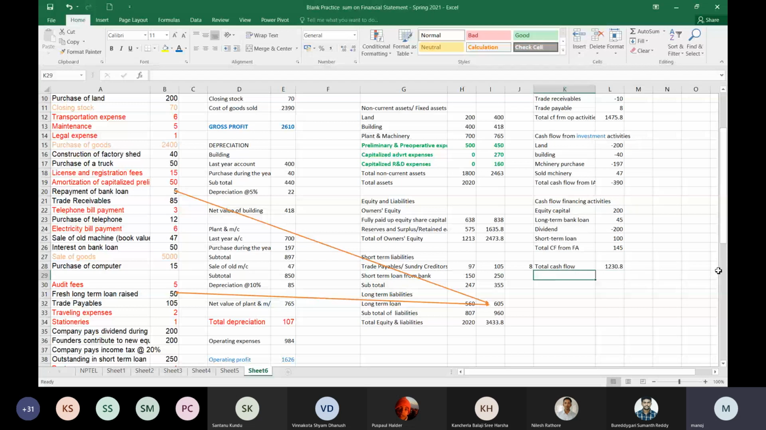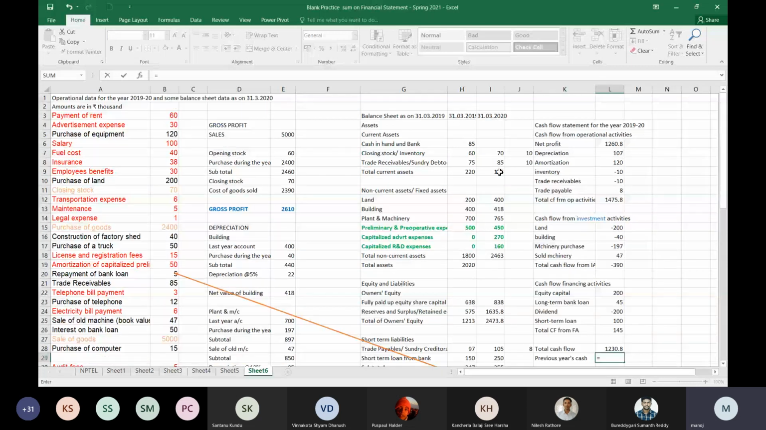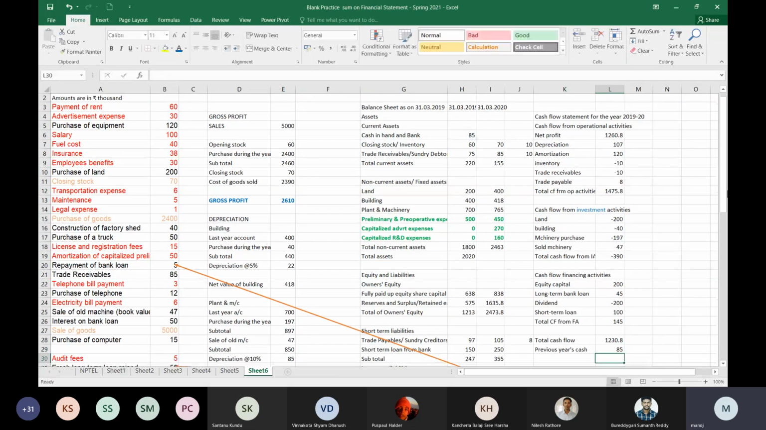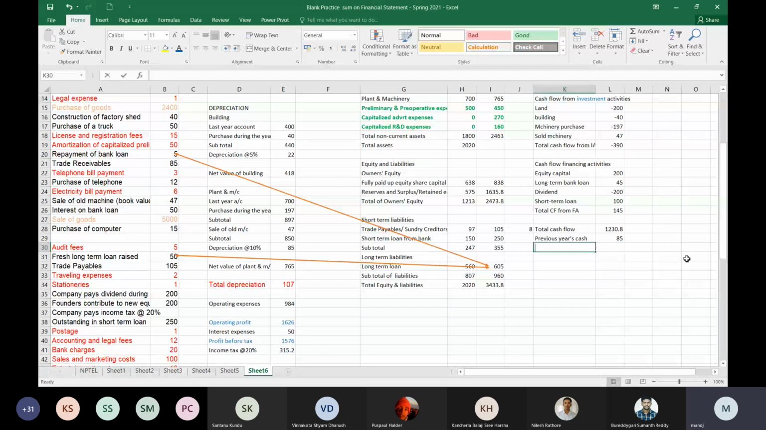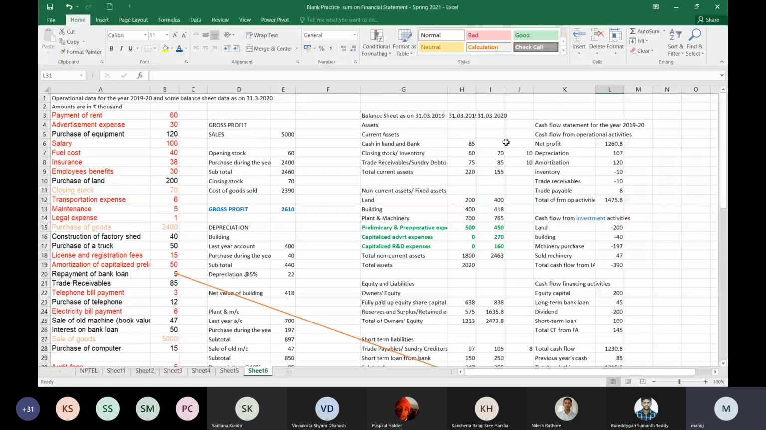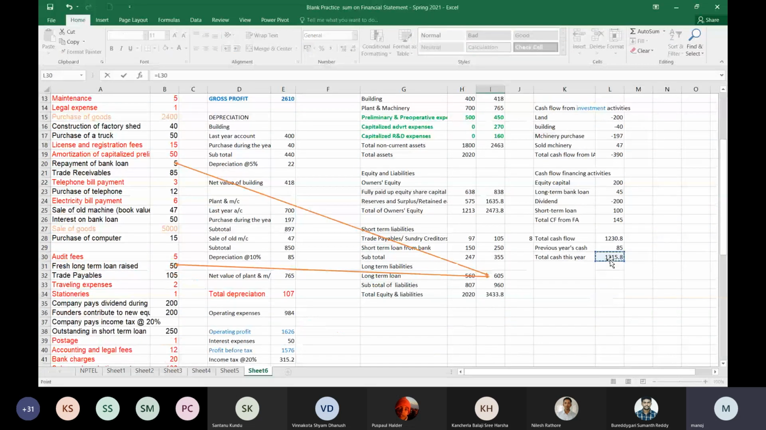Now add with that previous year's cash balance. Cash balance, this is nothing but you get it from the balance sheet. Previous year it was this. So we get this year's cash position. Total cash this year, at the close of business, is equal to previous year's balance plus current year's balance, which becomes this 1315. This goes here. The cash position here is equal to this one.